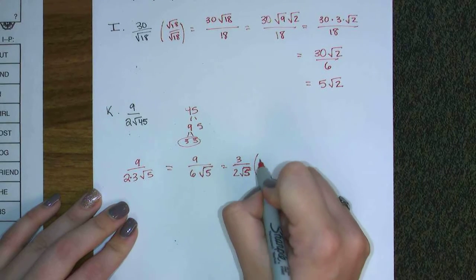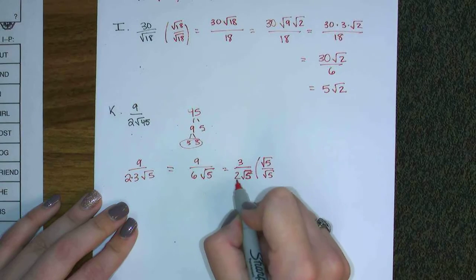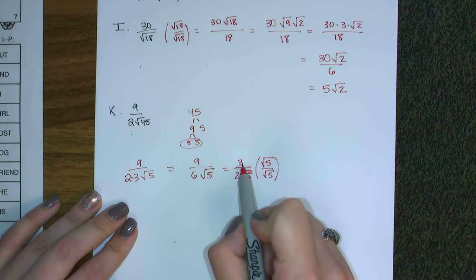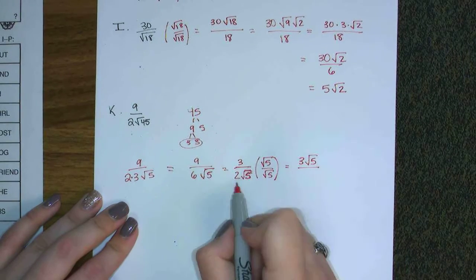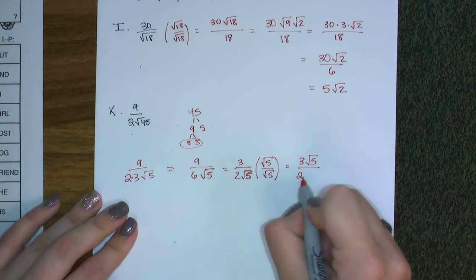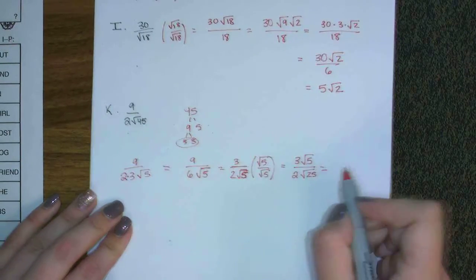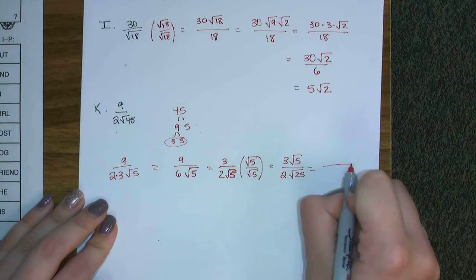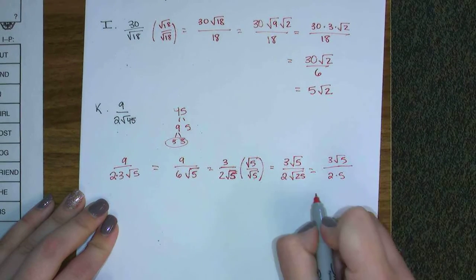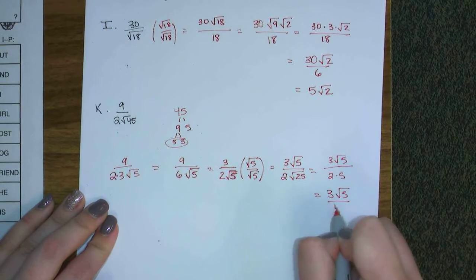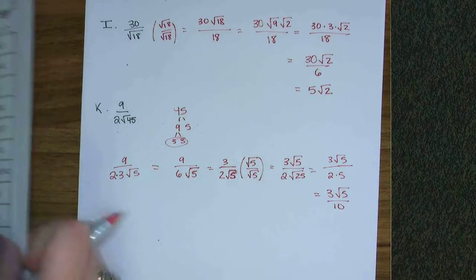Okay? So this I need to multiply by the square root of 5 over the square root of 5. Okay? I ignore the 2. The 2 just hangs out down here still. So now on top I have 3 times the square root of 5, which is 3 root 5, over 2 times the square root of 5 times the square root of 5. Okay, you can say that's the square root of 25, which is 5, so keep the top, 2 times 5. So then our answer is 3 root 5 over 10. That's all simplified, so 3 root 5 over 10 is the answer to K.